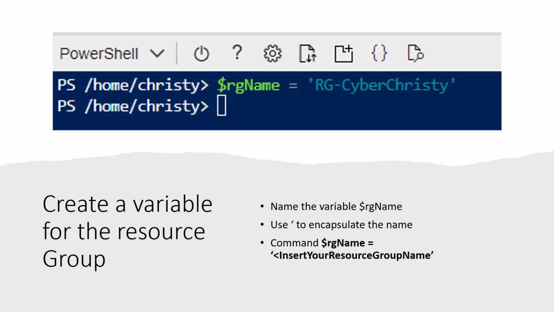The goal is to create a variable that will allow you to easily reference your resource group name as needed. To create your variable, start by naming it using the format $RGName. Be sure to encapsulate its value in quotation marks and then assign it to your desired resource group name. Use the command $RGName equals, then insert your resource group name. By following these steps, you'll be able to quickly and efficiently reference your resource group throughout your PowerShell session.